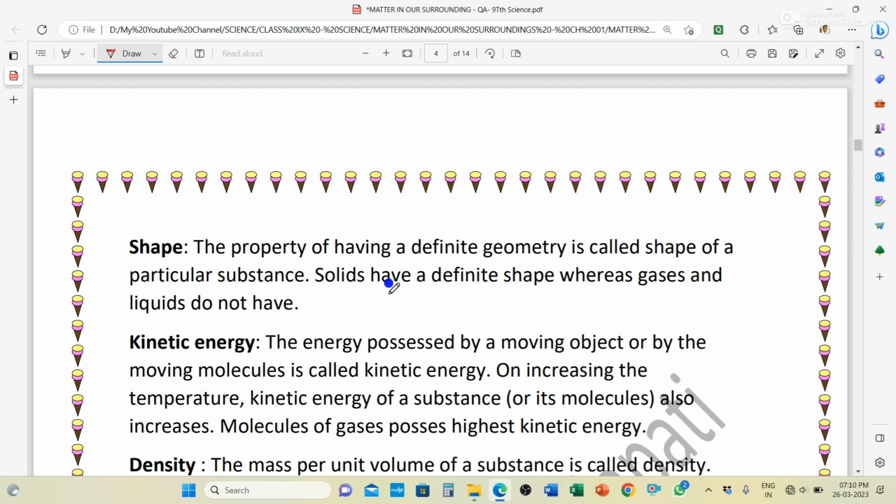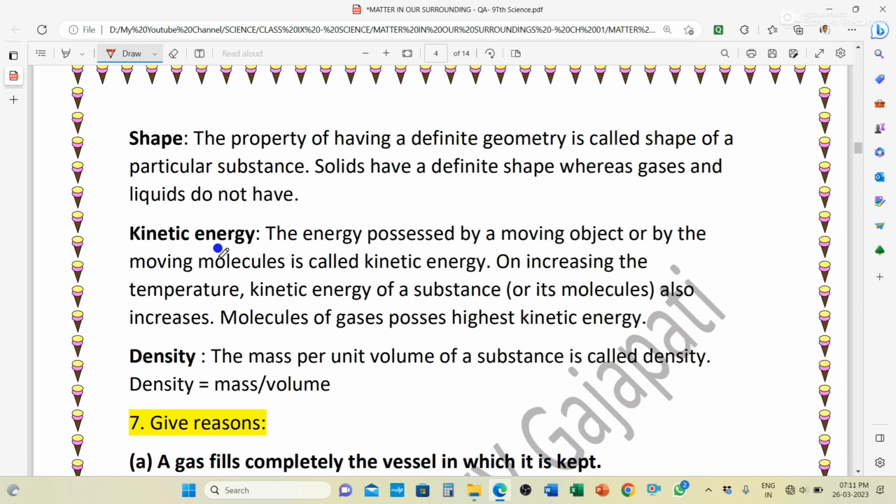The shape of the liquid will be like that. If you fill water in a water bottle, then the shape of the water will be like the water bottle. If you fill the same water in a glass, then the shape of the water will be like the glass, right?